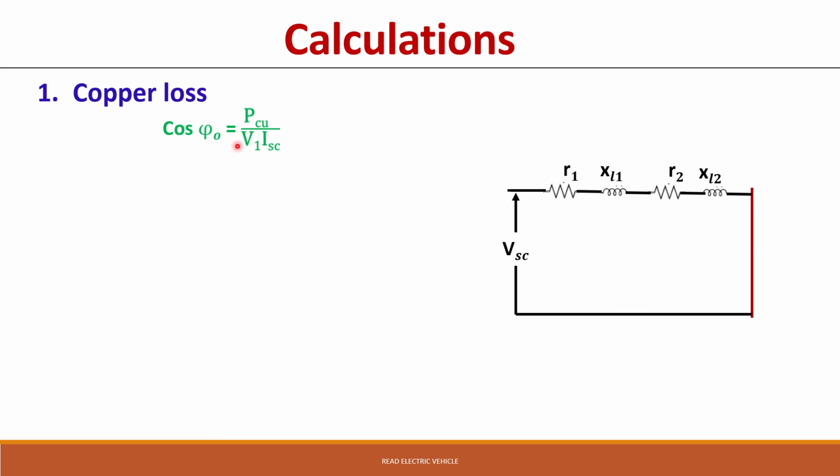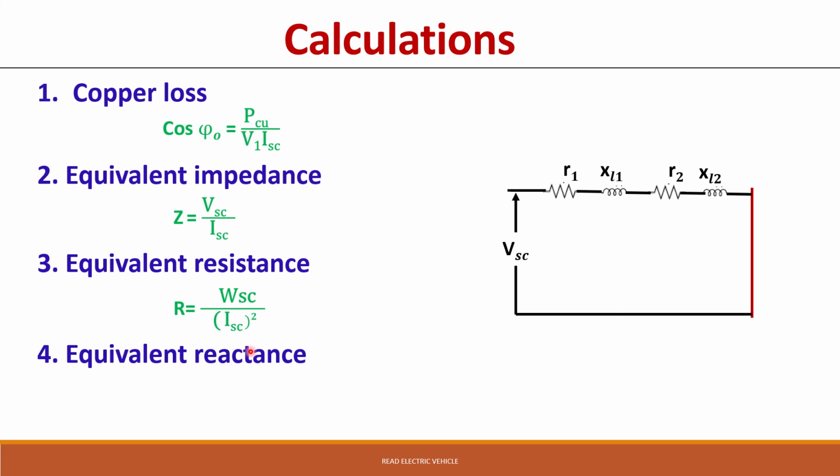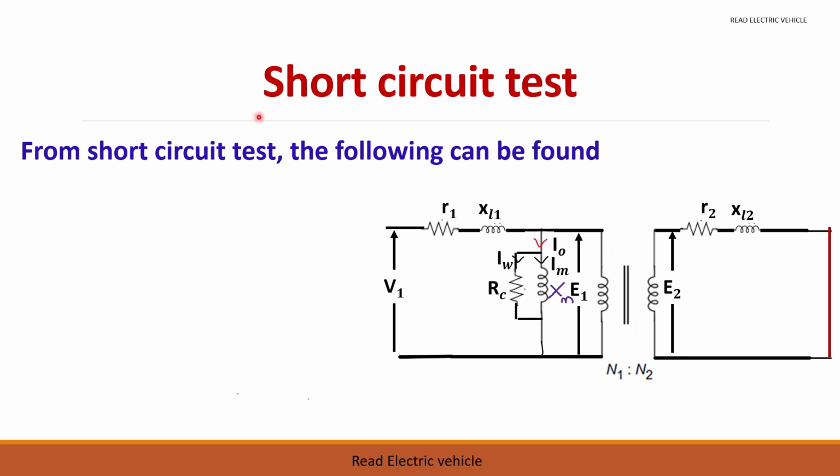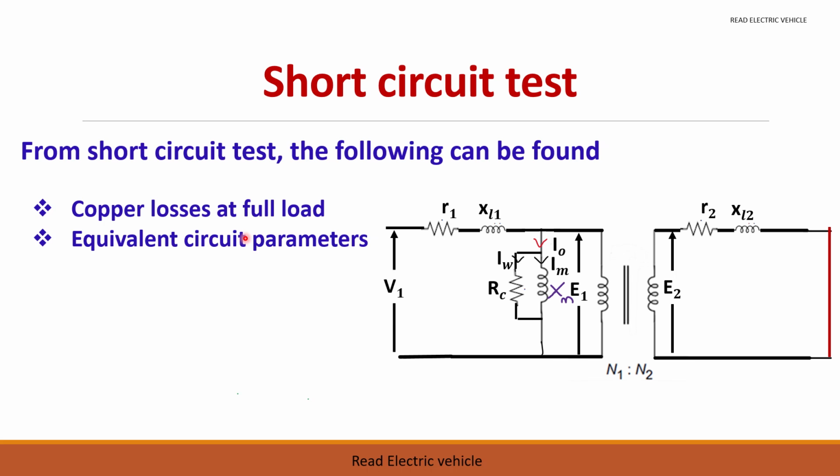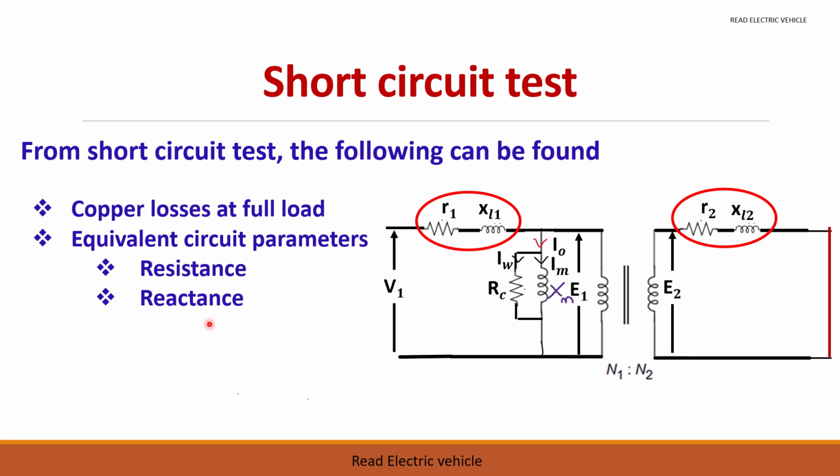The power factor is given by cos phi naught is equal to P copper divided by V1 ISC. And you can find the equivalent impedance, Z is equal to V by I, then the equivalent resistance, then the equivalent reactance. So all these parameters can be found from the short circuit test. So from the short circuit test, we will get the copper loss and equivalent circuit parameters, resistance as well as reactance. From the open circuit test, we will get this information, and from the short circuit test, you can get these parameters.